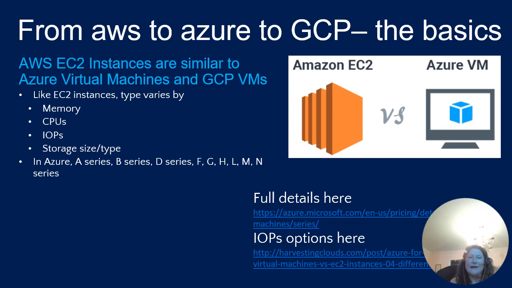Now, they have different names for the different types of options in virtual machines. But pretty much they're similar. You have some basic standard compute options in each cloud. Then you have some kind of memory optimized compute options. And then you have some high speed or high performance options. And then you have the sort of mega compute options as well. So pretty much they're very similar.